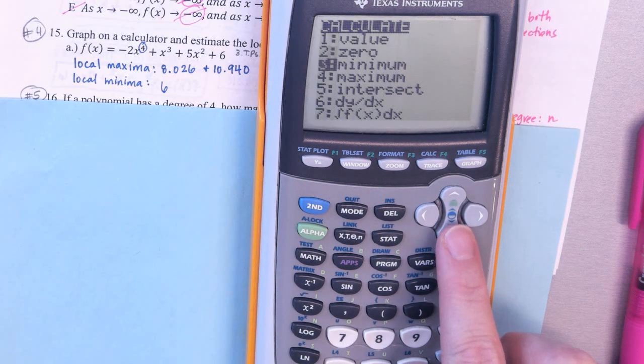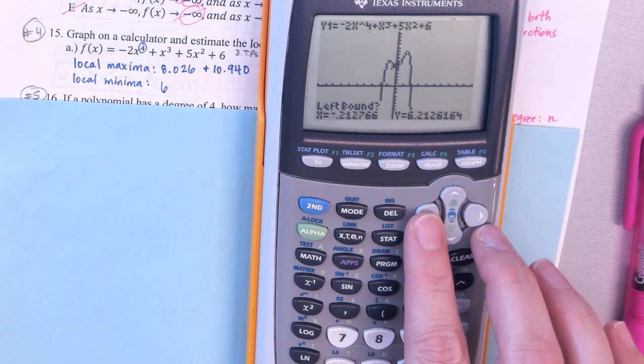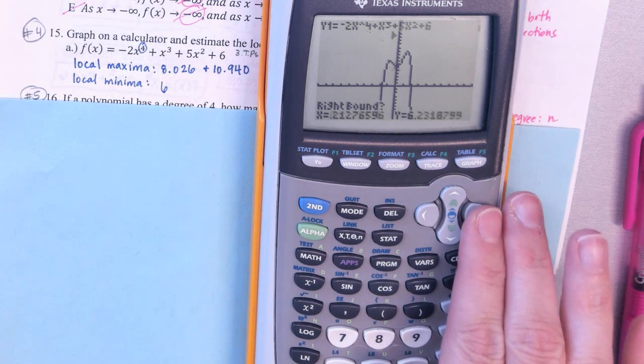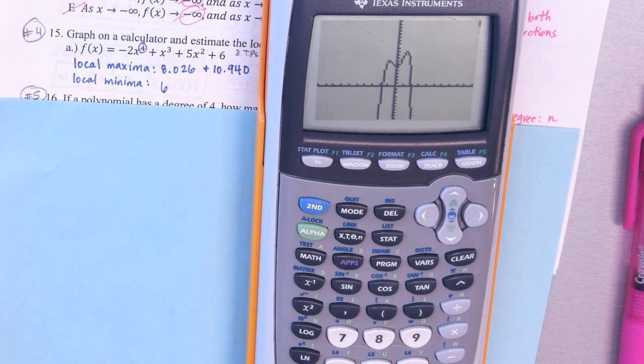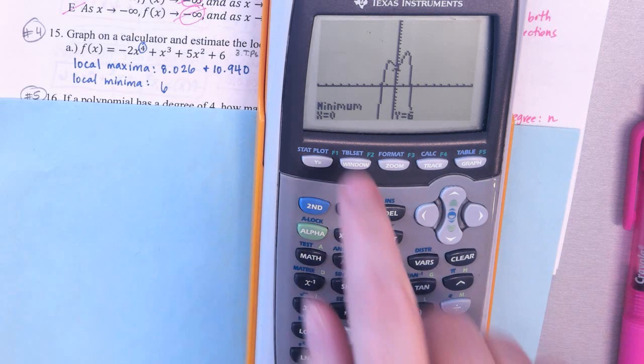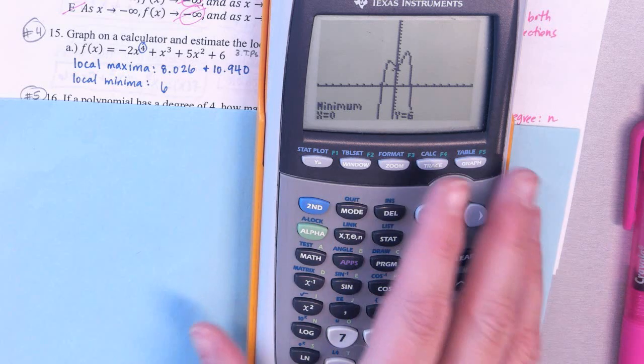For the local minima, you do have to make sure that you choose the correct one. So this one is the minimum, so I'm going to go a couple to the left, a couple to the right, and try to get it right on there. Okay, and then 0.6, exactly. That just so happens to be the y-intercept. That doesn't happen all of the time.